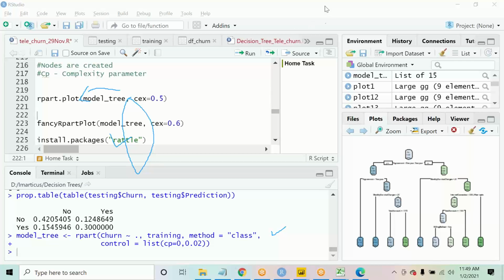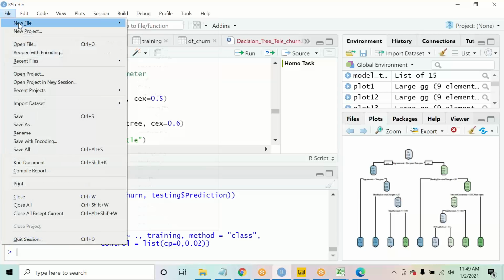You have one data set in your R also, which comes pre-built, and let me just show you that.